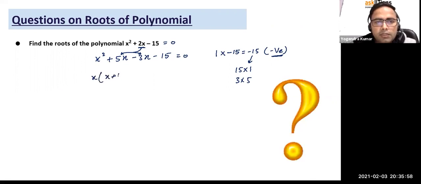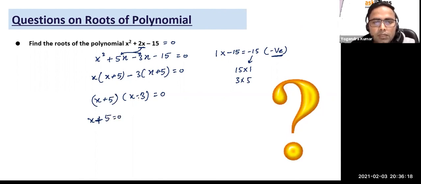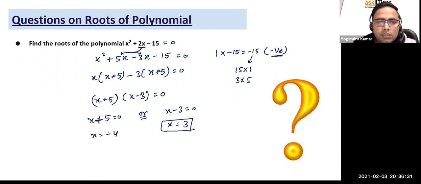x common, x plus 5 minus 3 common here, x plus 5 is equal to 0. So (x plus 5)(x minus 3) is equal to 0. Now you need to understand that the product of these two can be 0 if either this is 0 or this is 0, right? So here we write x minus 3 is equal to 0, so x equals 3, and here x equals minus, my bad, minus 5.